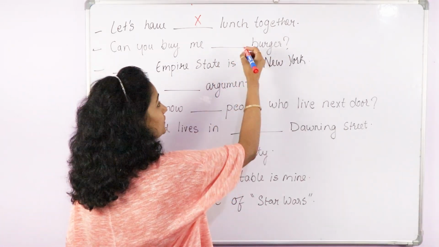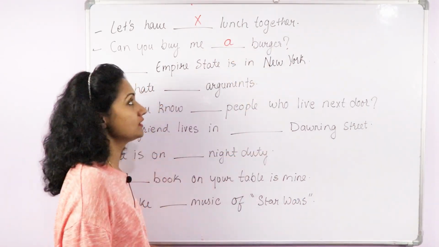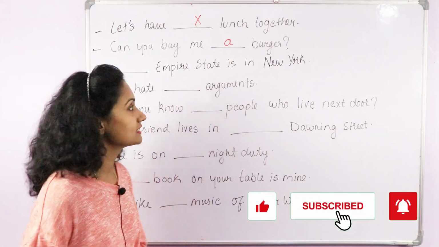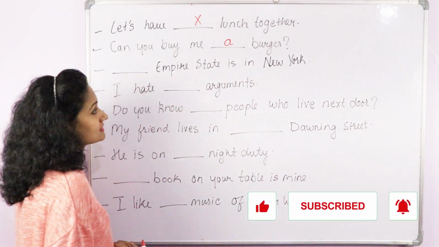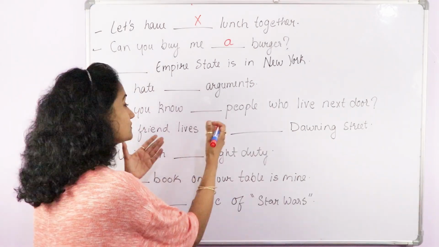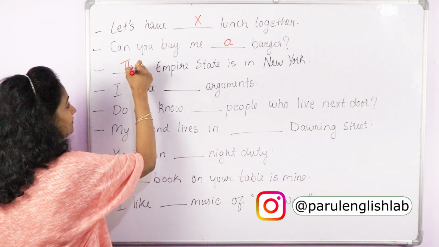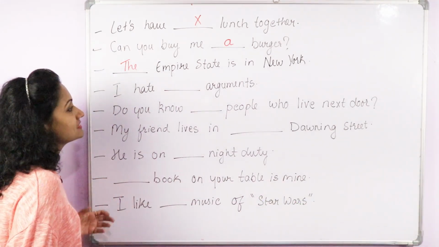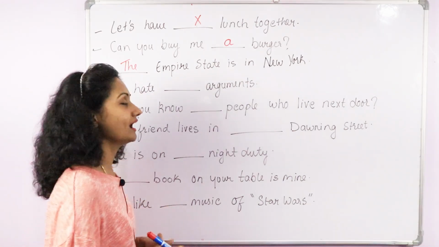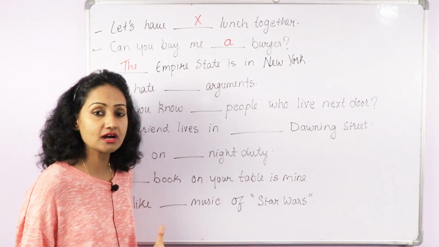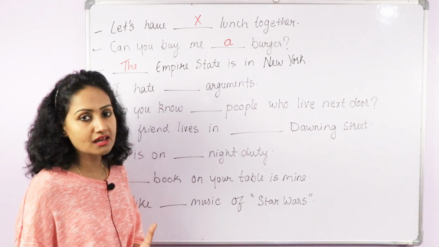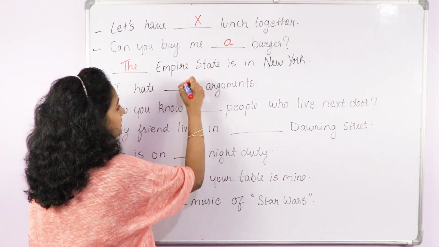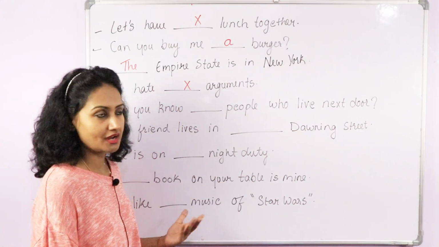Now, can you buy me dash burger? It's a countable noun, singular, a burger, because b sound and b is a consonant. Dash Empire State is in New York. A famous building, so the Empire State is in New York. I hate dash arguments. We are not talking about any particular argument, and arguments is plural already. So I hate arguments, no article.